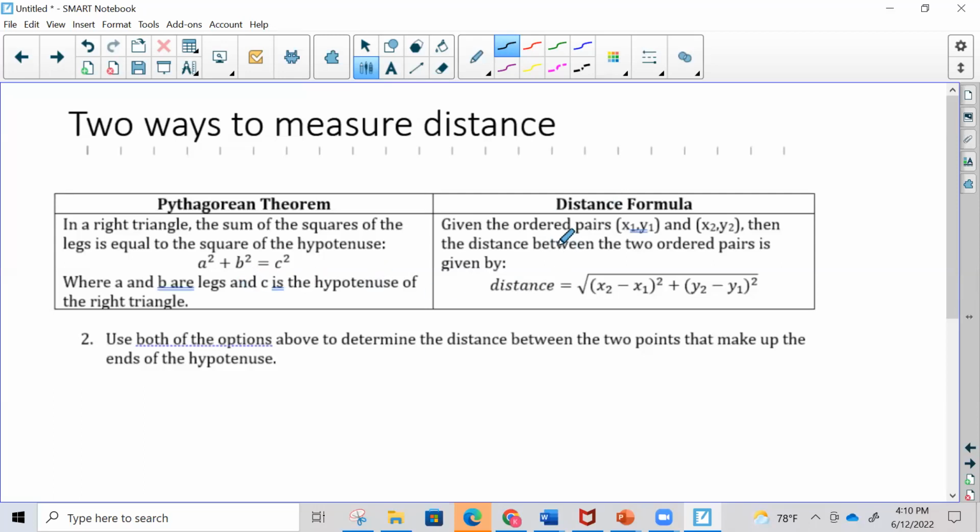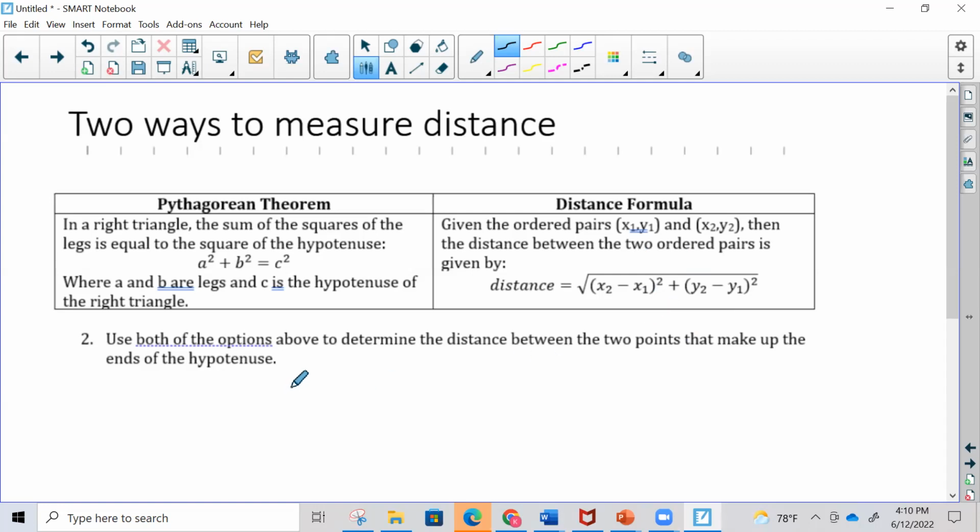Okay, and then the second way is the distance formula. This is the distance formula. It really comes from the Pythagorean theorem. It's just saying that A is the same as x2 minus x1, and B is the same as y2 minus y1, which is one way to find A and B. And then this is solved for C by taking the square root of both sides. So this is the distance formula.